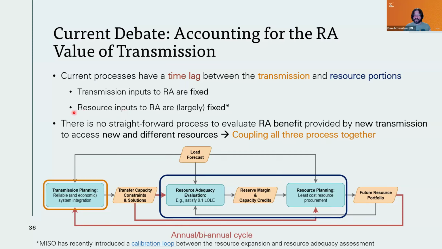There is currently no straightforward process to evaluate the RA benefit provided by new transmission. This is important to access new and different resources. So certain RA benefits of transmission that you already added can be captured by essentially reducing your reserve margin. But if the RA benefit is going to be in getting access to new and different resources, so changing your plans over here, that is currently not a straightforward process. As you can kind of tell in this figure, this requires really coupling all three processes together.